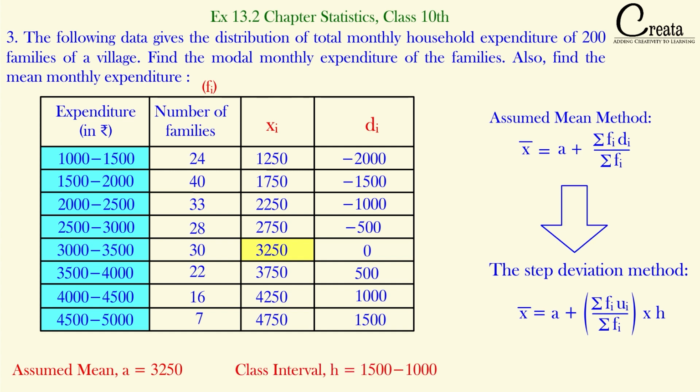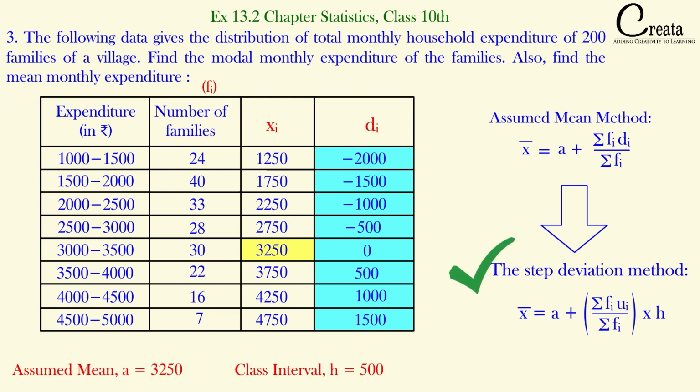Here 1500 minus 1000, we got our class interval h as 500. In all these ranges, our class interval is the same, that is h is equal to 500. Now we will check whether we can divide the values of the deviation with 500. If the answer is yes, we will go to the next method, that is the step deviation method, else we will retain the current method.